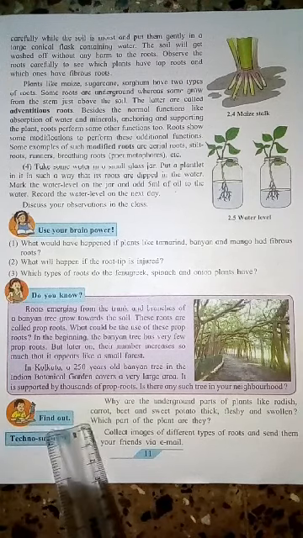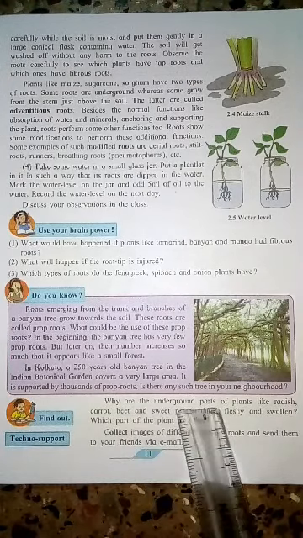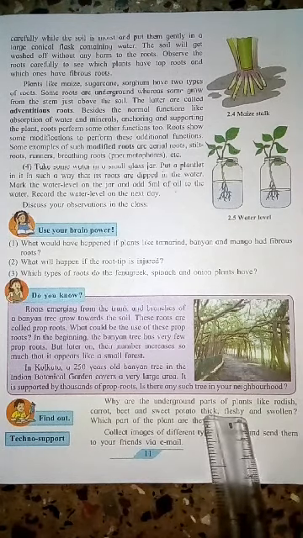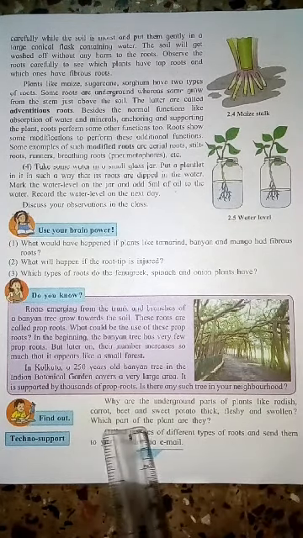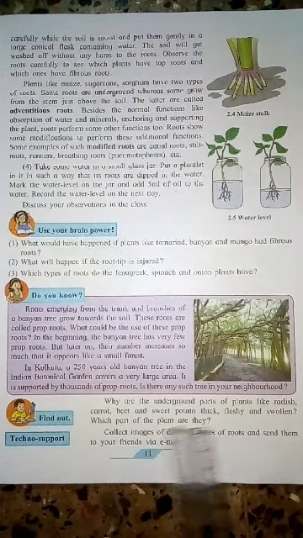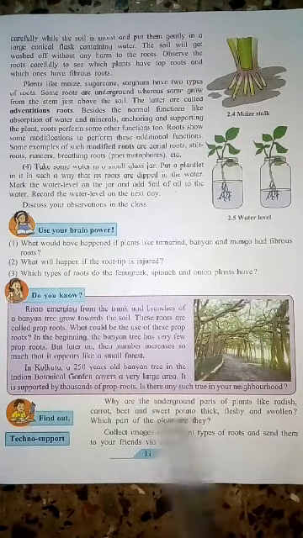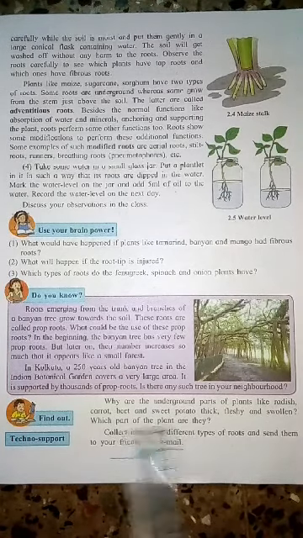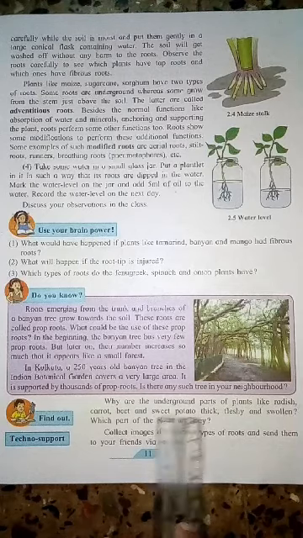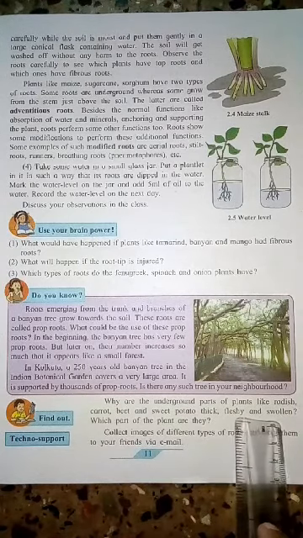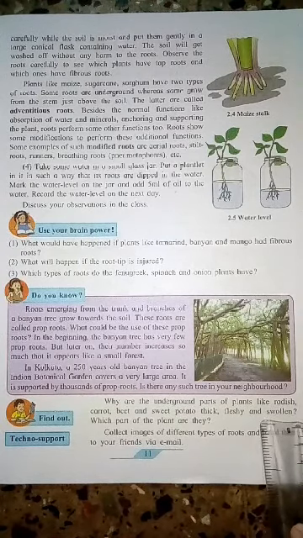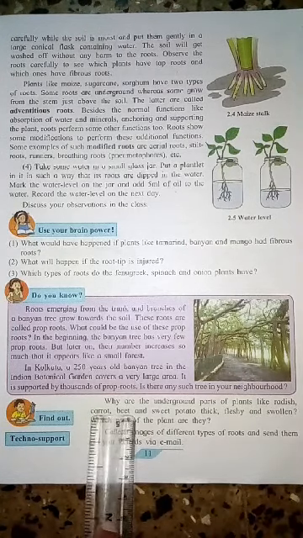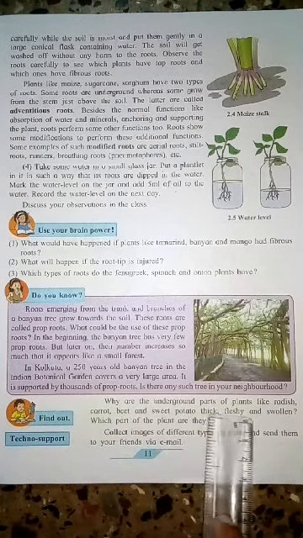Then again you have given some find out: why are the underground parts of plants like radish, carrots, beets and sweet potato thick, fleshy and swollen? Which part of the plant are they? So this is actually the root part, that carrot, beet and radish, and they ask here why they are fleshy and swollen, because they store the water and minerals in them.